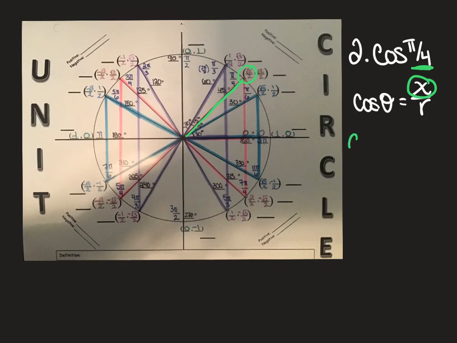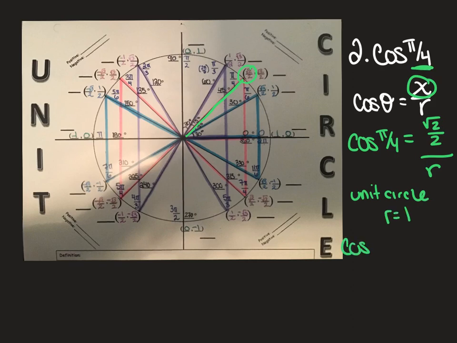So now I have that cosine of pi over 4, the angle they gave me in the problem, equals root 2 over 2 over some r value. But we're on the unit circle. And on the unit circle, the radius equals 1. So that means cosine of pi over 4 just equals this x value that we had right there, the root 2 over 2. And if you didn't know this definition that I'm putting an asterisk by right here, let's talk about that really quick.